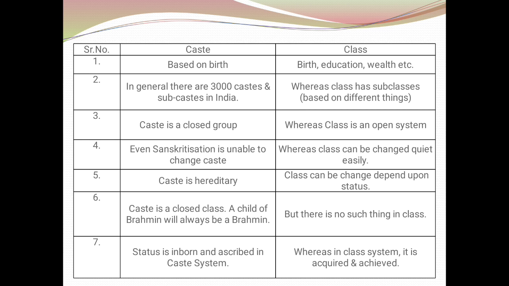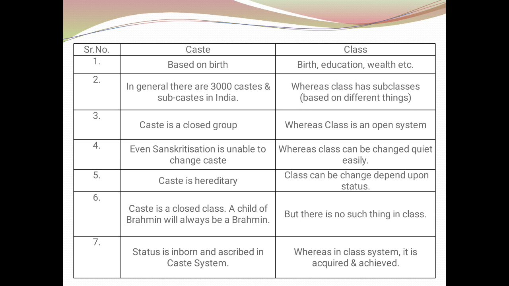The second point is that, in general, there are 3,000 castes and subcastes in India, but in class, a class has subclasses based on different things. Third, caste is a closed group, whereas class is an open system. In caste, even a Sanskritization effort is unable to change caste, whereas class can be changed quite easily. Caste is hereditary; class can be changed depending upon status.